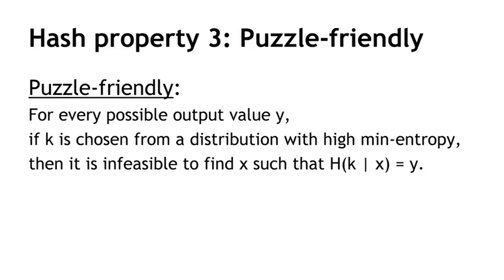So what this means is basically that if someone wants to target the hash function, if they want it to come out to some particular output value y, and part of the input is chosen in a suitably randomized way, then it's very difficult to find another value that hits exactly that target. So the application we're going to use of this is we're going to build a search puzzle.